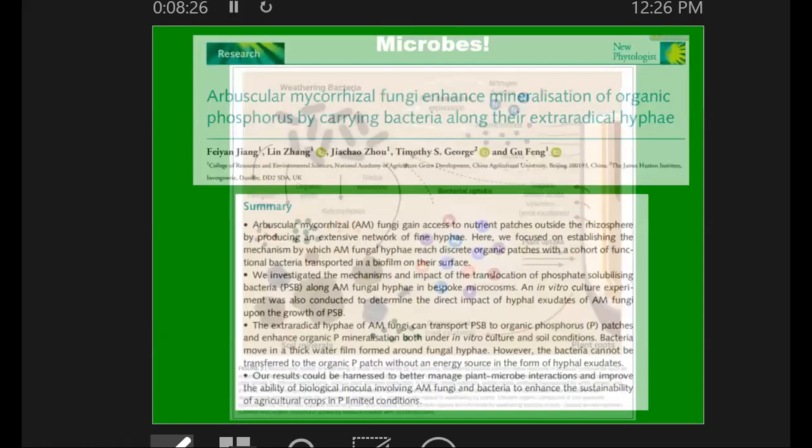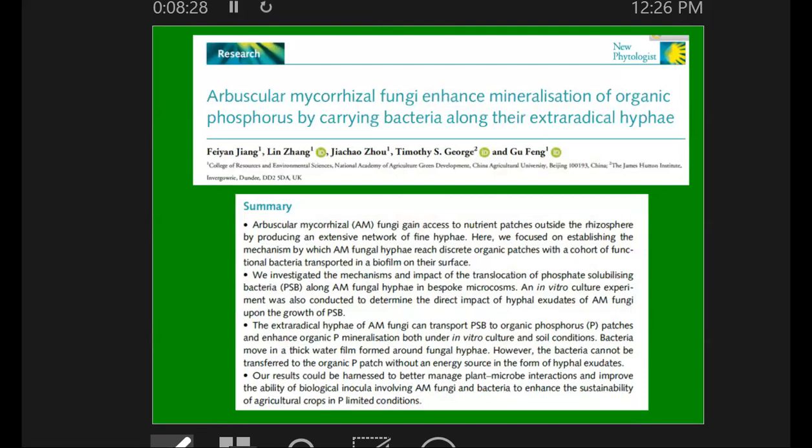Here's an interesting published paper thinking about both fungi and bacteria and their role in helping solubilize phosphorus. And here, this is a really cool experiment where they were showing that the fungal hyphae was like a highway system, that the bacteria could essentially skate alongside or on top of and get to these patches in the soil of high phosphorus, where then the bacteria and the fungi can break down phosphorus.